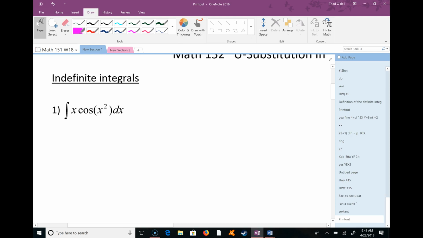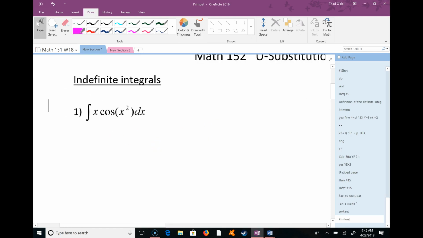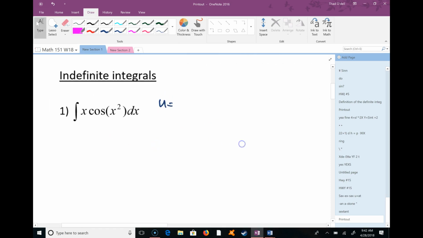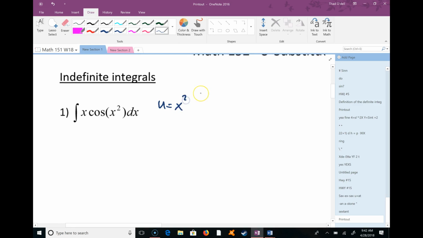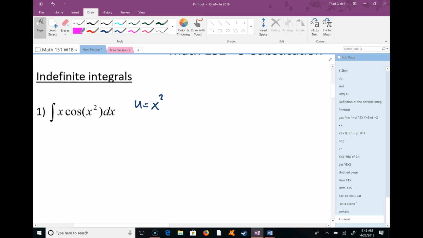Here's number one. It says x times cosine x squared. Remember, when you're doing U-substitution, you're looking for an inside function, and at the same time you're looking for something on the outside that matches the derivative of the inside. So in this case, you can see that x squared is definitely inside a cosine, so that's a dead giveaway for that to be the u. I'm sorry, u would be x squared would be a good choice for u. And then you notice right away when you make du, that would be 2x dx.